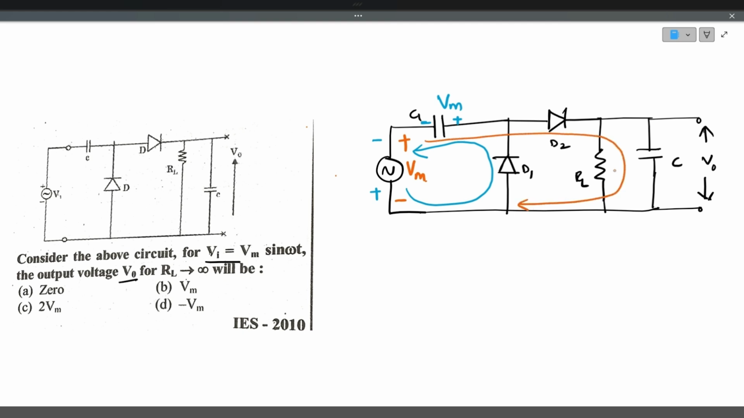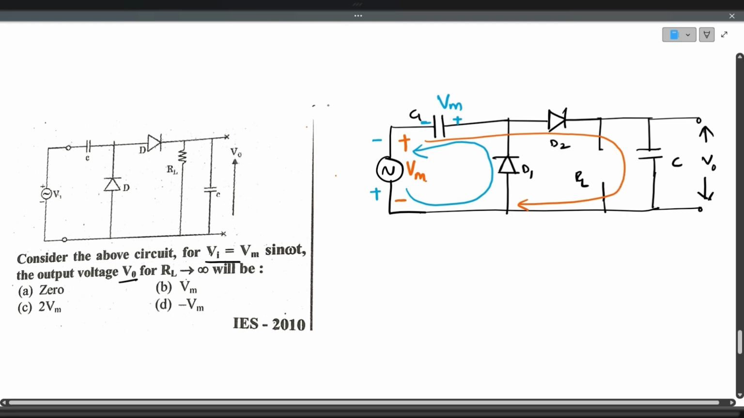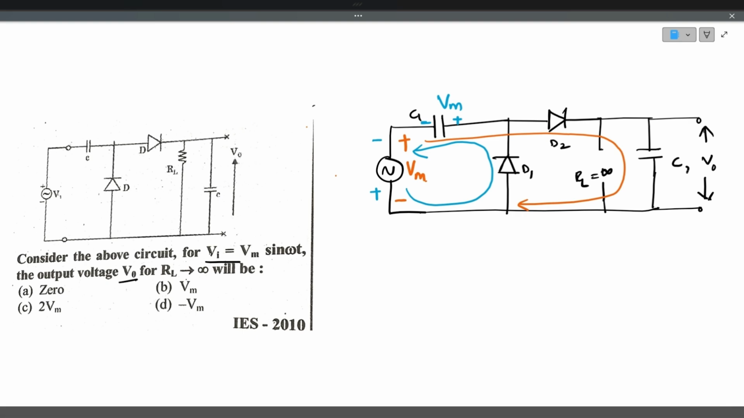Because RL is tending to infinity, this acts like an open circuit, and current flows through C2. So what is the voltage that develops across C2? It is voltage across C1, Vm, and the input voltage Vm. So it is 2 Vm. So voltage across C2 will be 2 Vm. So it is simply acting like a voltage doubler. Answer is option C. The output is connected across single capacitor, so it is half wave voltage doubler.